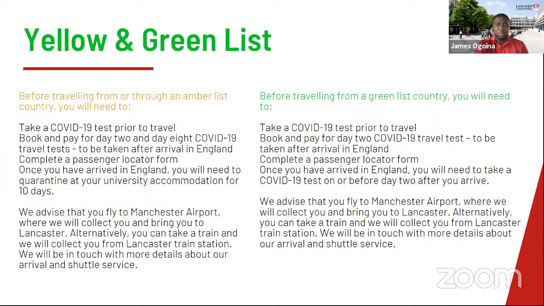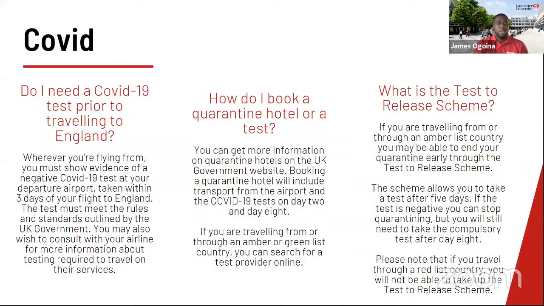So if you have a positive test result, you have to self-isolate. But if you have a negative test result, then you're free to move into the university campus and the rest. So you need to take a COVID test, like I said earlier, before you arrive in the UK. So how do you book for the hotel or test?